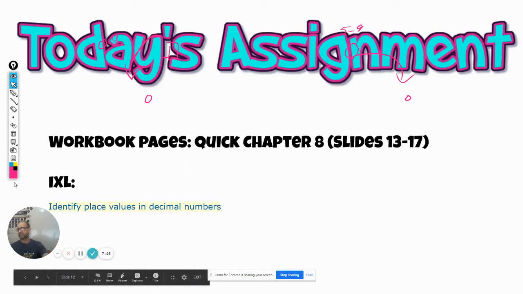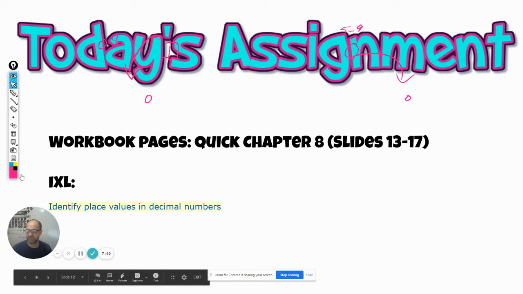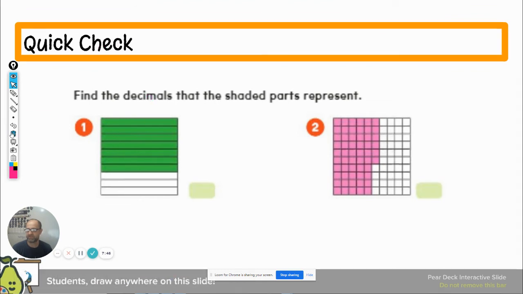Today's assignment could be this, or it's going to be whatever your teacher says. Don't take this as gospel truth. Just do what your teachers tell you to do. Practice your IXL. Get these skills reviewed. And then independently, you've got some chapter preview to work on. Pause me, do these, and I'll pop the answers up.